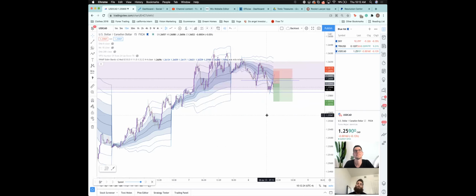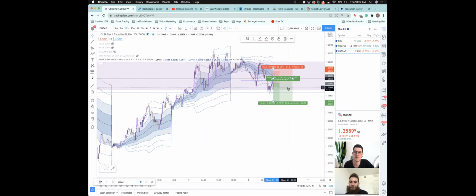Is this similar to Bollinger Bands at all? I've never used Bollinger Bands. No, I mean, I haven't used Bollinger Bands in a while. Because Bollinger Bands are based on moving averages, right? I think that's what they are.